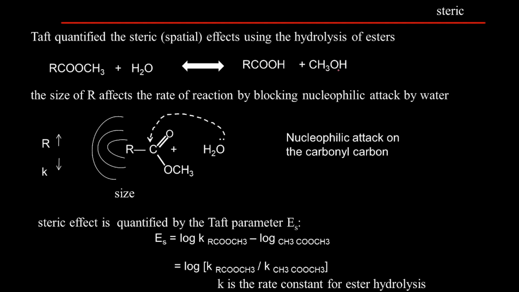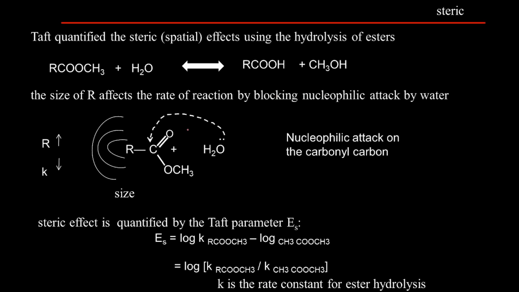as the CH3OH here. So the size of the R tells you how easy is the nucleophilic attack or how difficult it is. If the R is very large, it's very difficult for the nucleophilic attack, so the activity goes down. If the R is small, activity goes up. This is called steric effect, or this is also called Taft parameter. This is calculated by log K of RCOOCH3 minus log K of CH3COOCH3. Okay, K is the rate constant for ester hydrolysis.